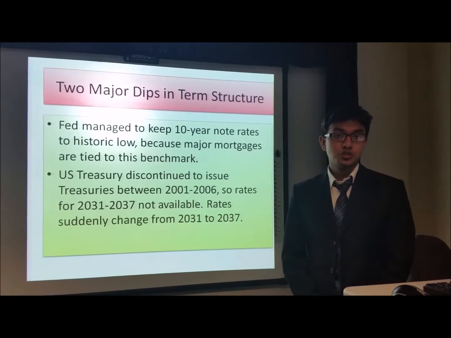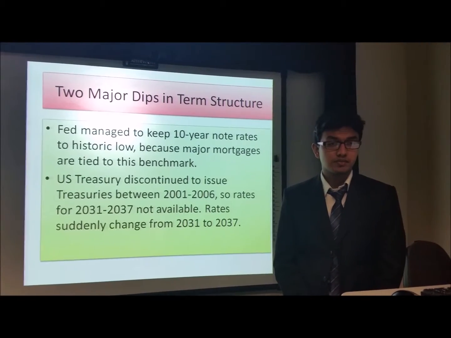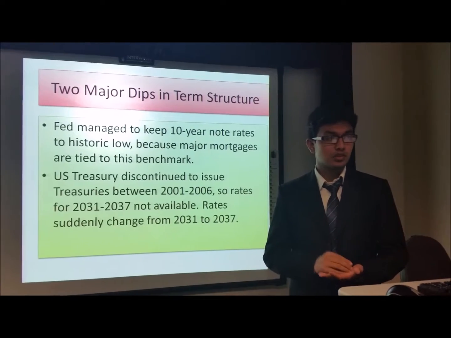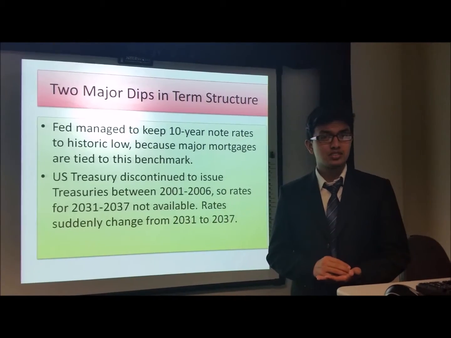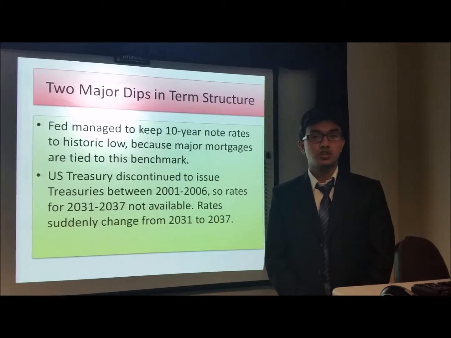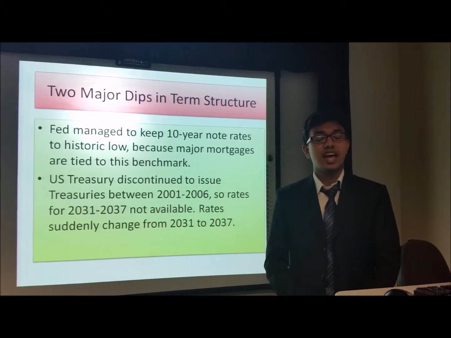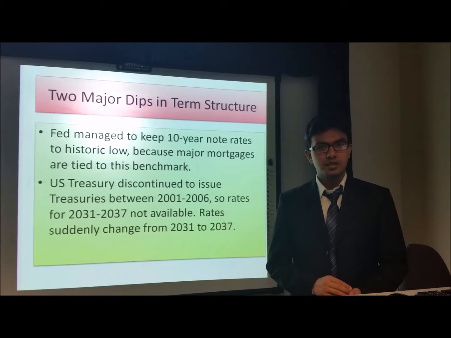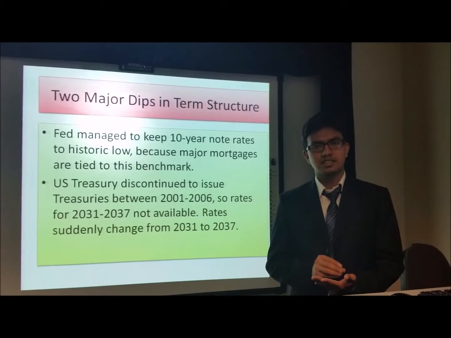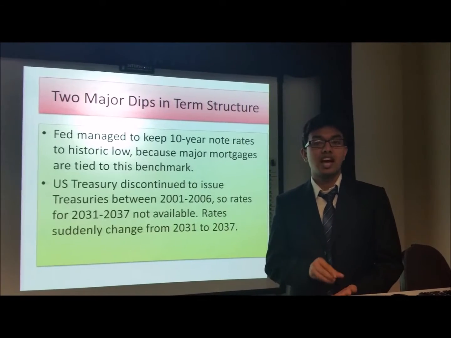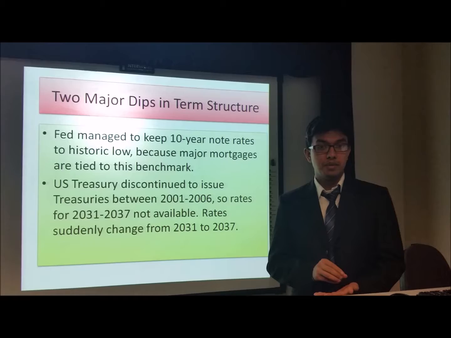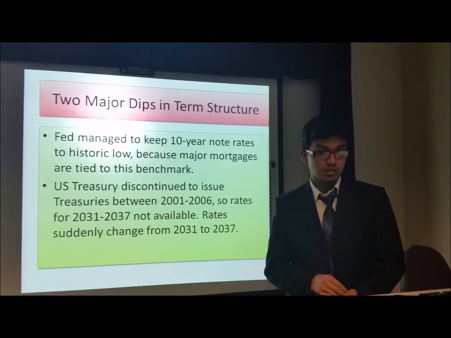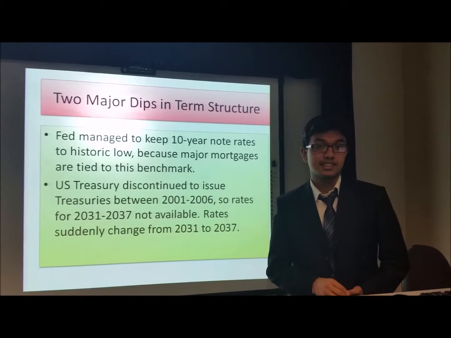Now I'll explain the two major dips in the term structure. The first dip is for the rate for the 10-year Treasury note. The Federal Reserve had managed to keep that rate historically low to stimulate the economy, to enhance borrowing and spending, and to help the labor markets. The other dip is for the years from year 16 to year 23, for which we don't have any rates available because Treasury discontinued issuing notes and bonds from 2001 to 2006.